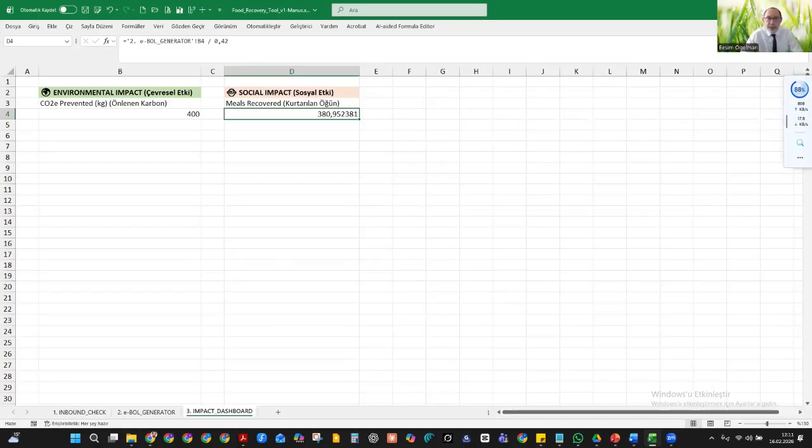Through this dashboard, we clearly see that a logistical activity is not merely a product transportation task. On the contrary, it creates a massive social impact serving both environmental sustainability and the fight against hunger. This sheet proves to us that every data point actually touches a human life and the future of the planet, providing a forward-looking perspective to our work. Let's make another example.